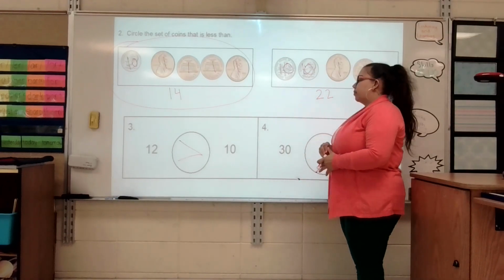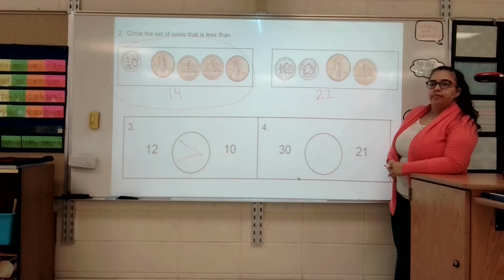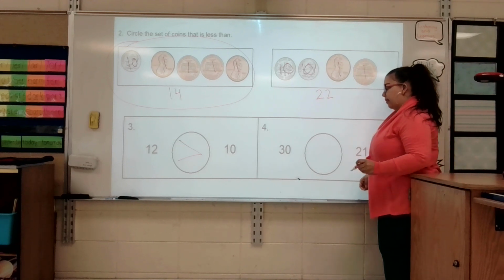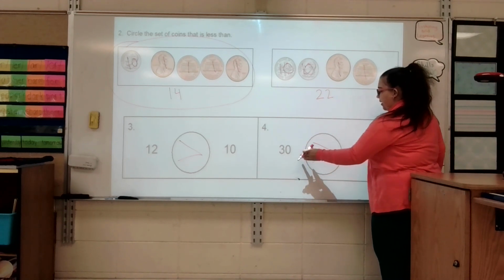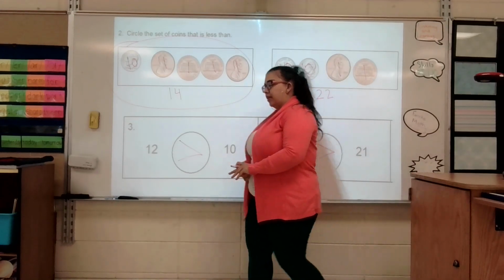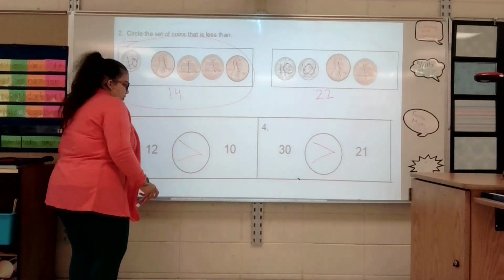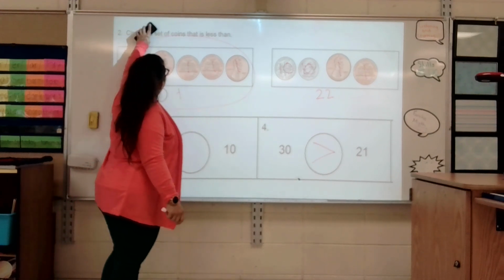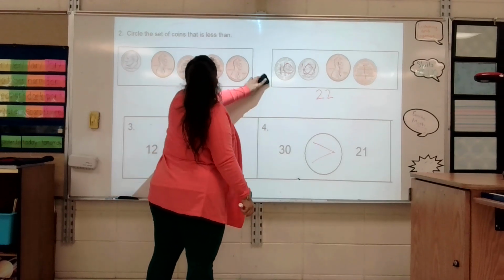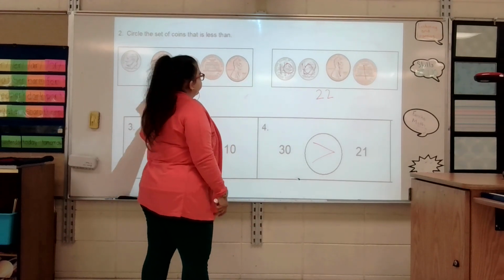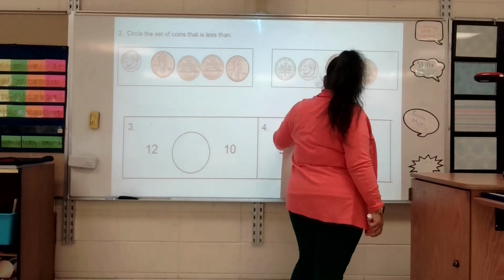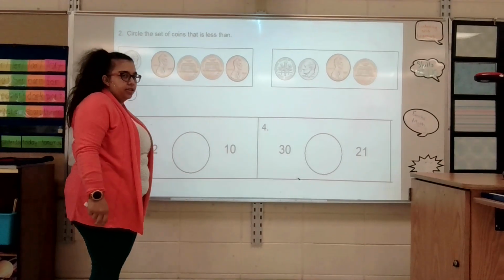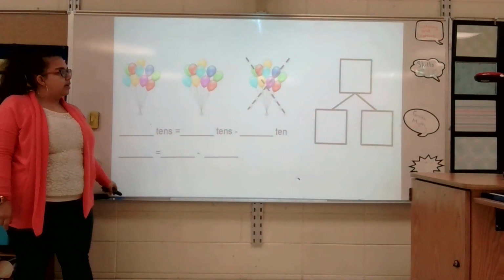Good job. What about this one over here? You got it. 30 is greater than 21. 30 is greater than 21. Good. Because remember, we're reading from left to right, no matter what. At least in English, anyway. Good job. All right.